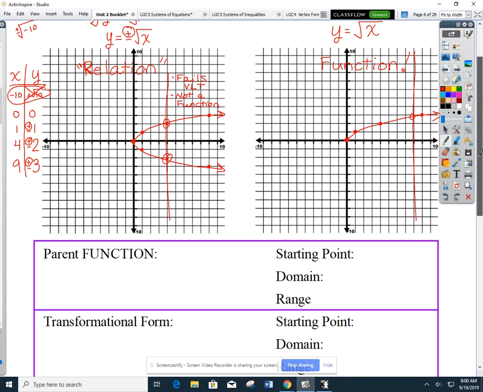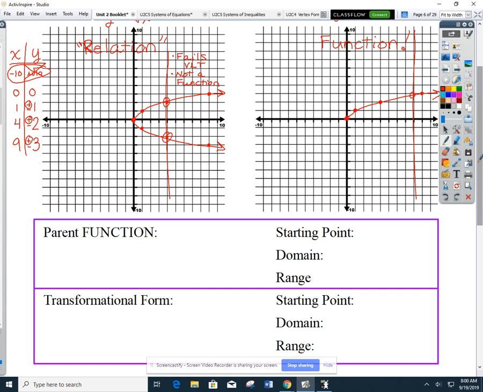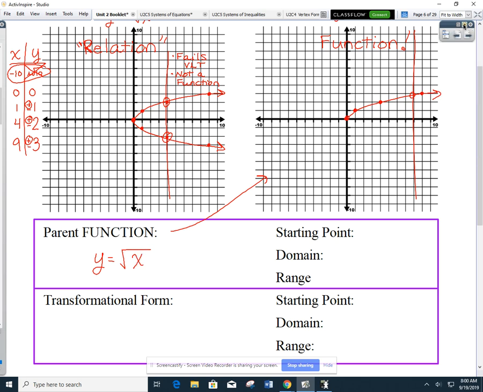So we are going to write down that the parent function for all square root functions is the graph that we have right here. That's the parent function. It's just y equals the square root of x. And this graph has, instead of calling this a vertex, because a vertex is a turning point, we're just going to call it the starting point. So the starting point is at the origin.